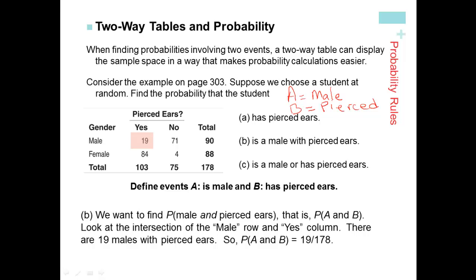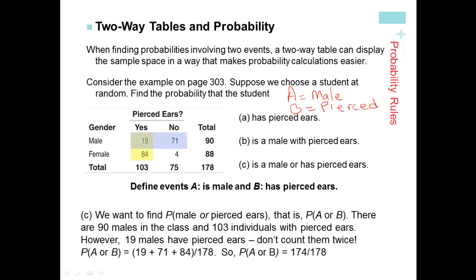Part C, I want to find the probability that the student is male or has their ears pierced. We want to find the probability of male or ears pierced. That is the probability of A or B. There are 90 males in the class and 103 individuals with their ears pierced. However, 19 males have their ears pierced, so I don't want to count them twice. So the probability of A or B, meaning male or has their ears pierced, would be 19 plus 71 plus 84, which is 174 divided by 178.